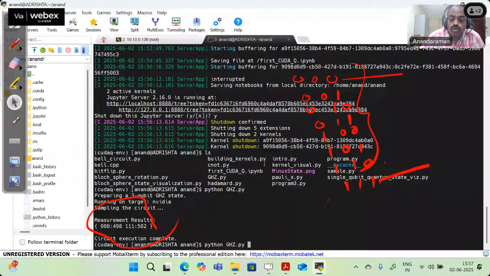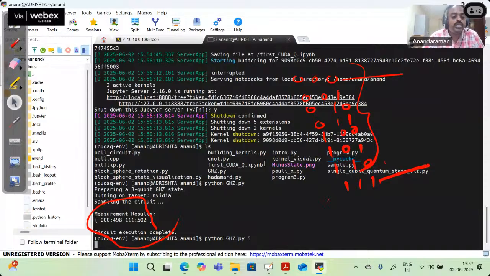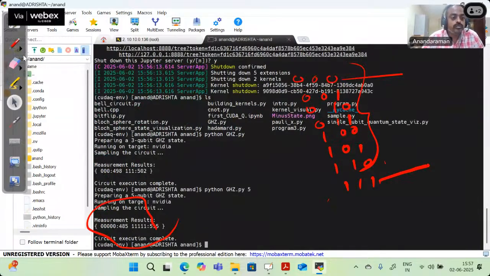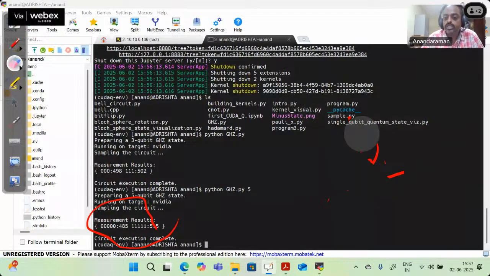For example, I am now creating entanglement with 5 qubits. You can see only 5 zeros and 5 ones are there.